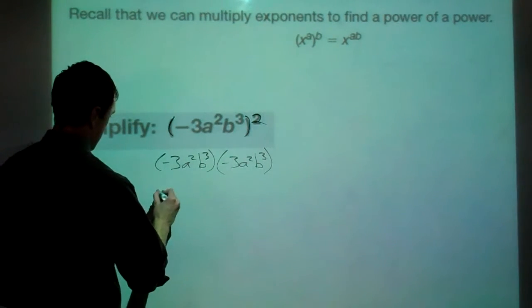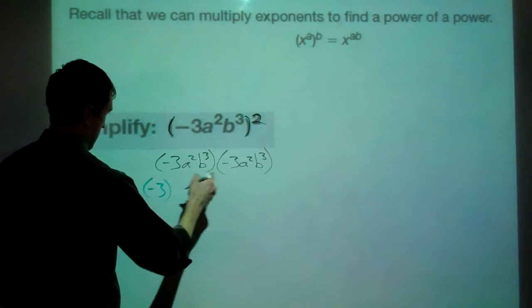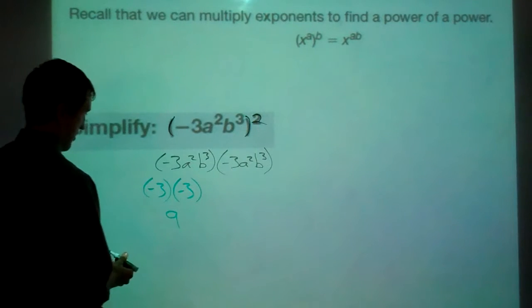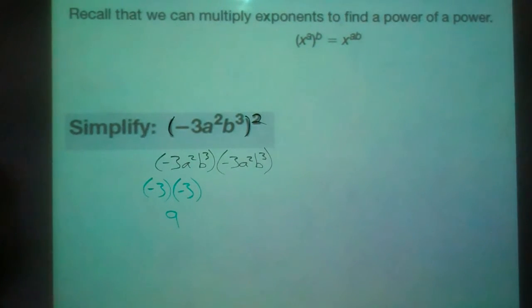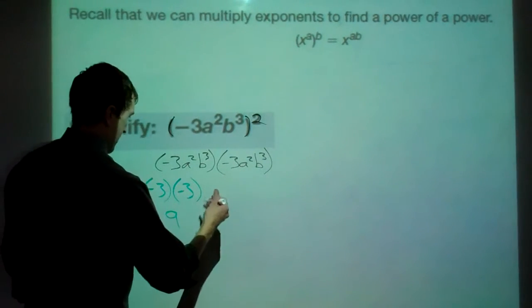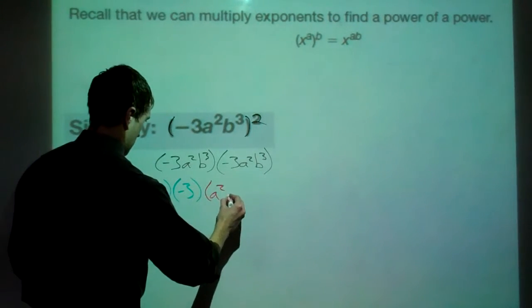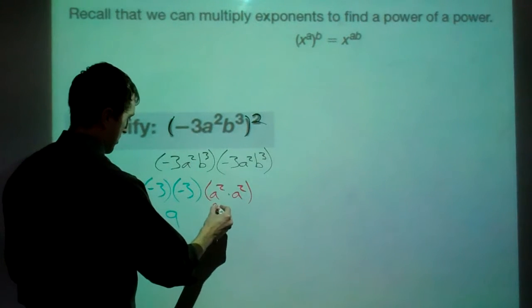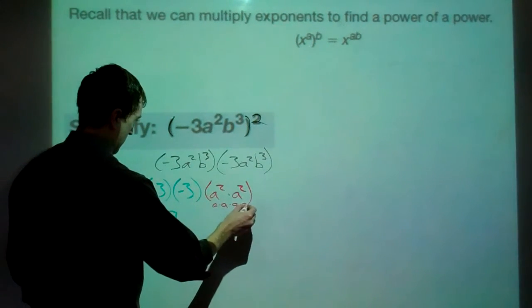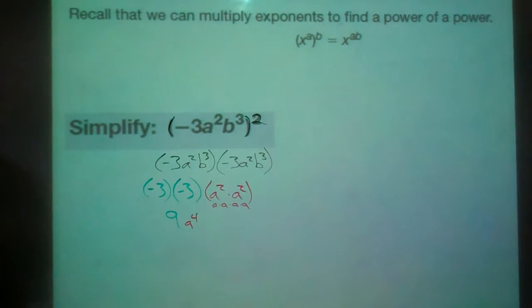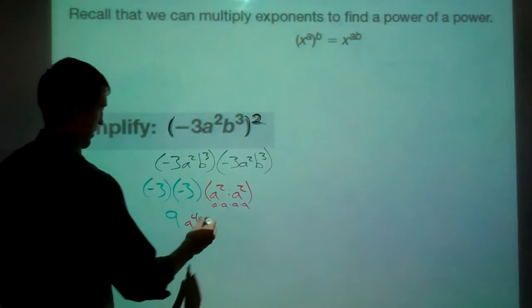Get our numbers first. -3 times -3, and that is +9. Two negatives multiplied together give us a positive. A squared times a squared. This is 2 a's times 2 a's: a times a times a times a. That is a to the fourth. And then we have our b's. B to the third times b to the third.